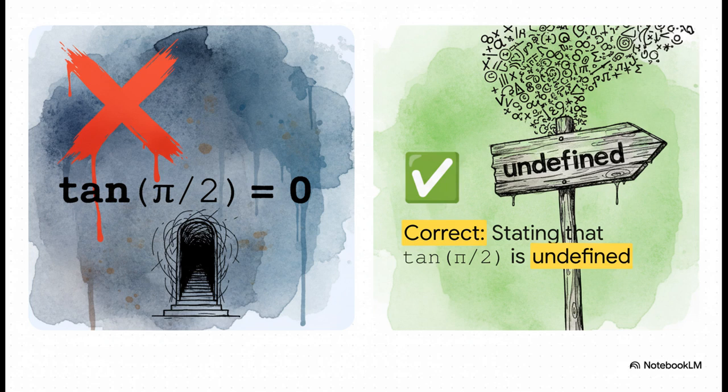Writing that the tangent of pi over 2 equals 0, that's just flat out wrong. 0 is a number. It's a real value. Undefined means there is no value. Think about it this way. Tangent is a fraction, right? A fraction is 0 only when the top part, the numerator, is 0. For tangent, that's when sine is 0, which happens at 0 and pi. But when the bottom part, the denominator, is 0, that's when it's undefined. And that happens when cosine is 0. It's a critical difference. Always remember that.